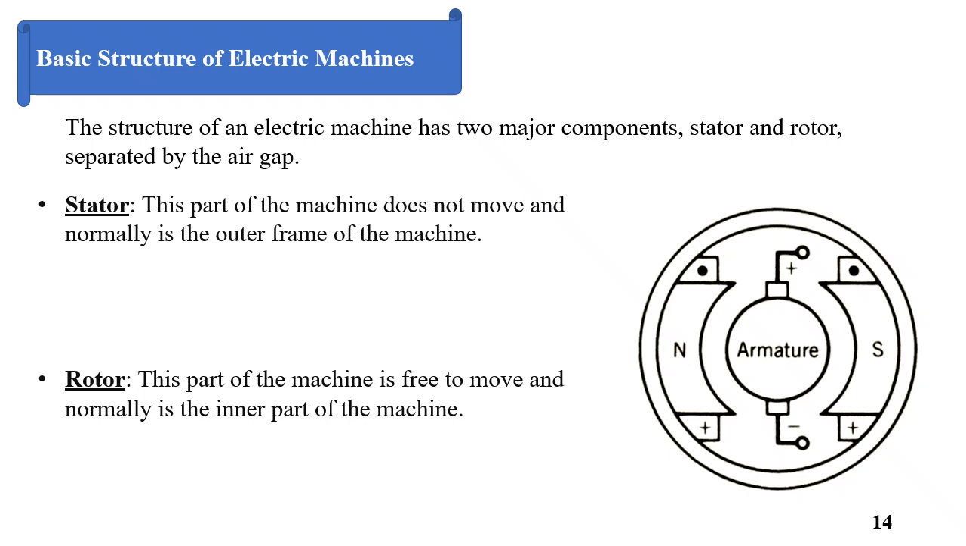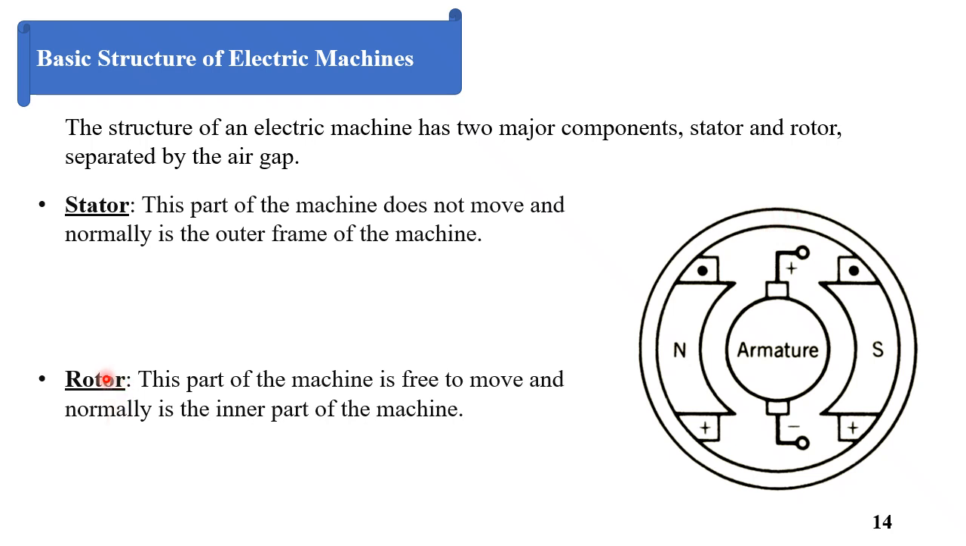The structure of an electric machine has two major components, a stator and a rotor, separated by an air gap. The stator is the part of the machine that does not move. It is a stationary part, so it takes its name from the word stationary, and normally it is the outer frame of the machine.